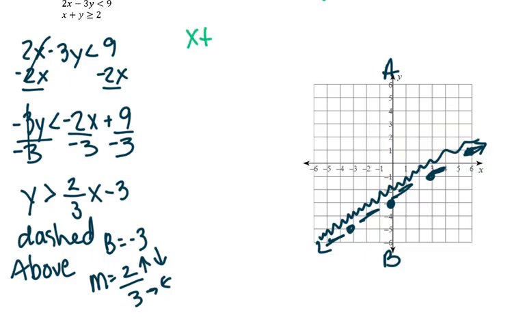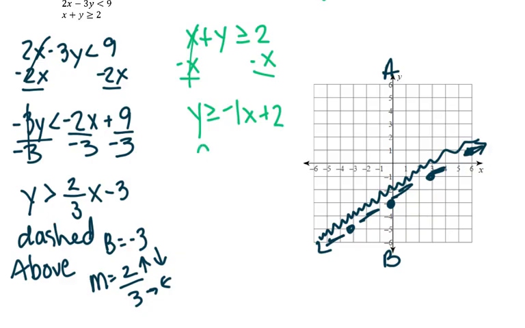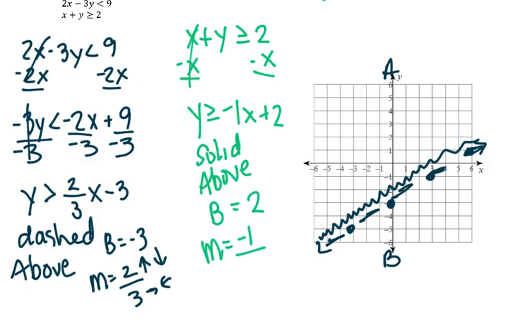Alright, x plus y greater than or equal to 2. Subtract x, y is greater than or equal to -1x plus 2. This is going to be a solid line, and it's going to be above. B is going to equal 2, M is going to equal -1 over 1. So down and right, up and left.